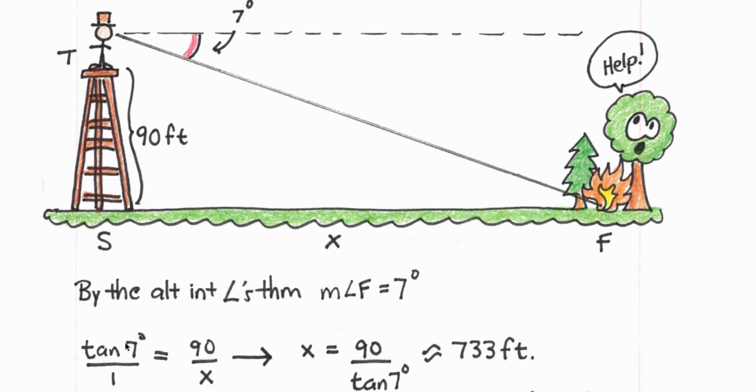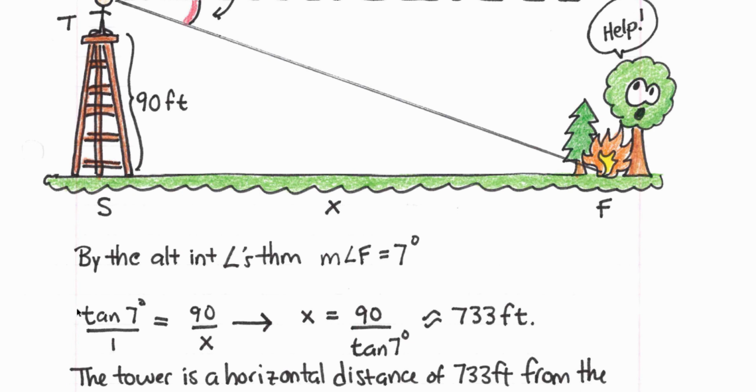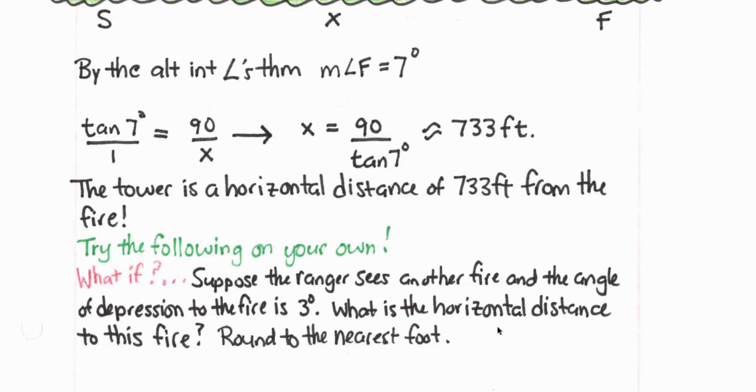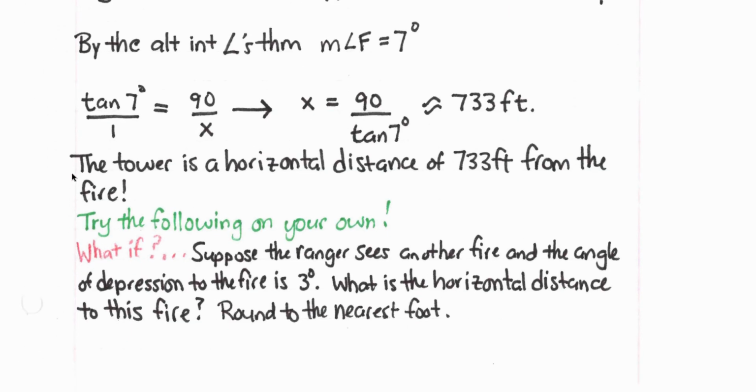And so we can set up a proportion. The tangent of 7 degrees over 1 equals 90 over x. Cross multiply. x is 90 divided by the tangent of 7. And so to the nearest foot, that's 733. Finish all your word problems with a sentence. The tower is a horizontal distance of 733 feet from the fire.